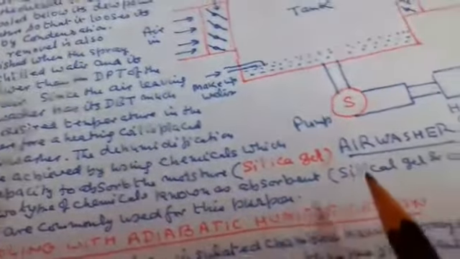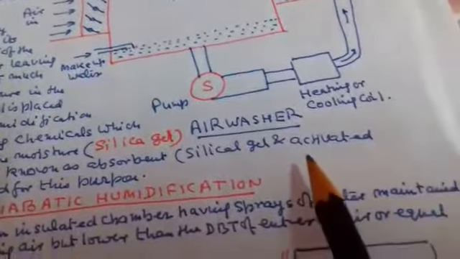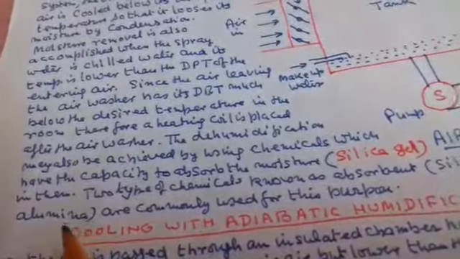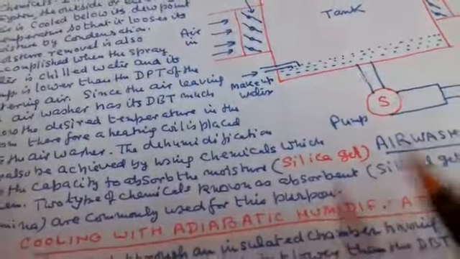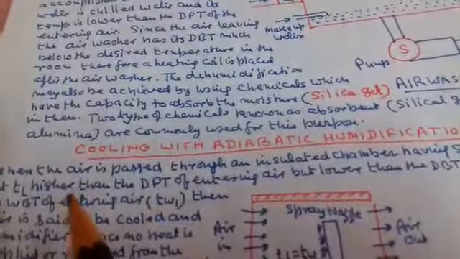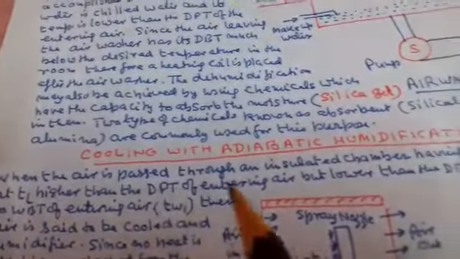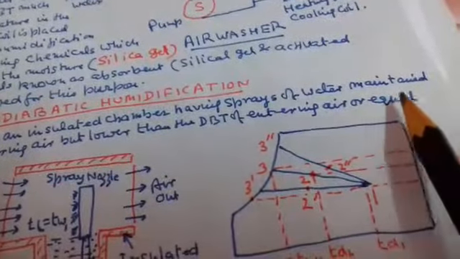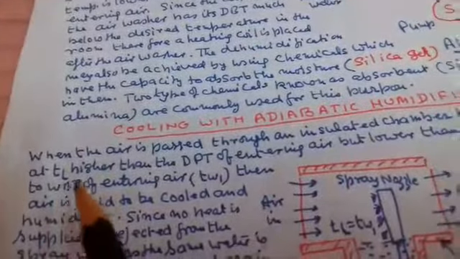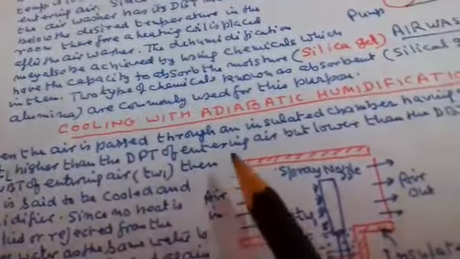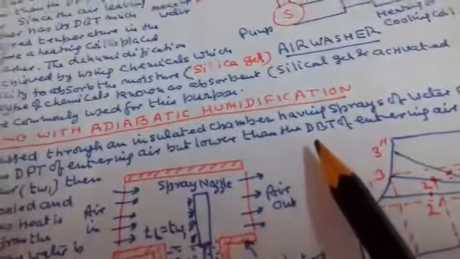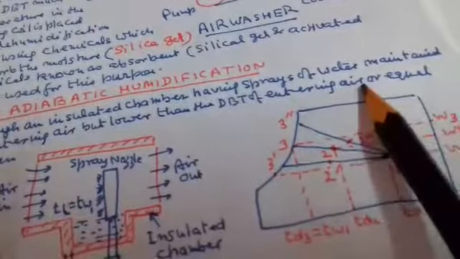Now, cooling with adiabatic humidification. When the air is passed through an insulated chamber having a spray of water maintained at temperature TL, higher than the DPT of the entering air, and the dry bulb temperature of the entering air, DBT, is equal to the WBT of the entering air, TW1, then air is said to be cooled and humidified. This is the condition when air is said to be completely humidified.